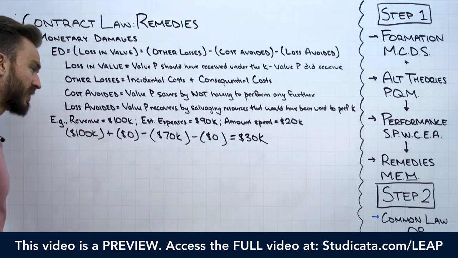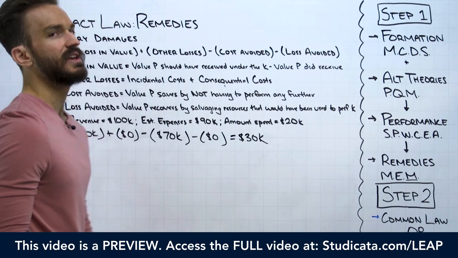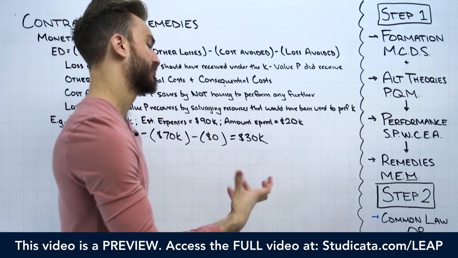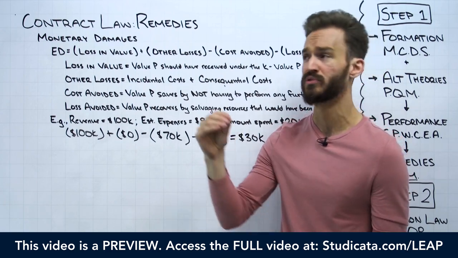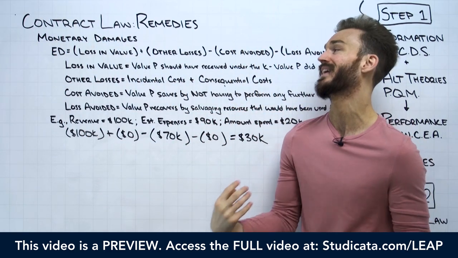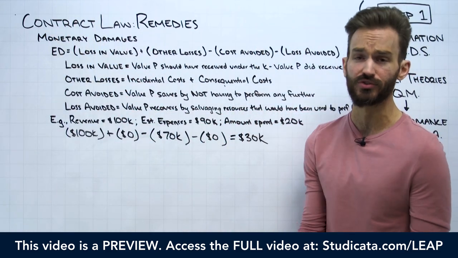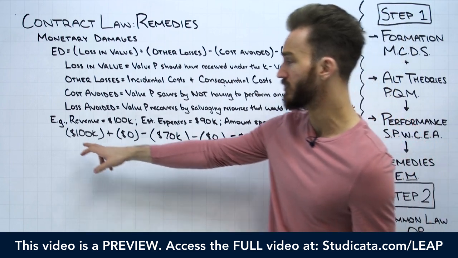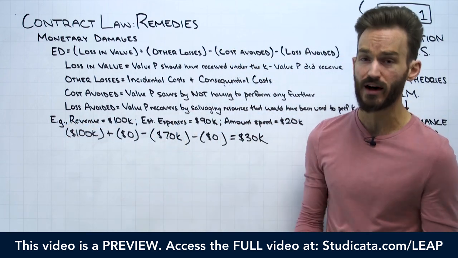The way to double check this is pretty simple, because the goal of expectation damages is to put the plaintiff in the position he would have been in but for the breach. What was he expecting to get out of this contract? Well, he was expecting to make $10,000. That was the profit he expected. He was going to get $100,000 and spend $90,000. He was expecting to get $10,000.